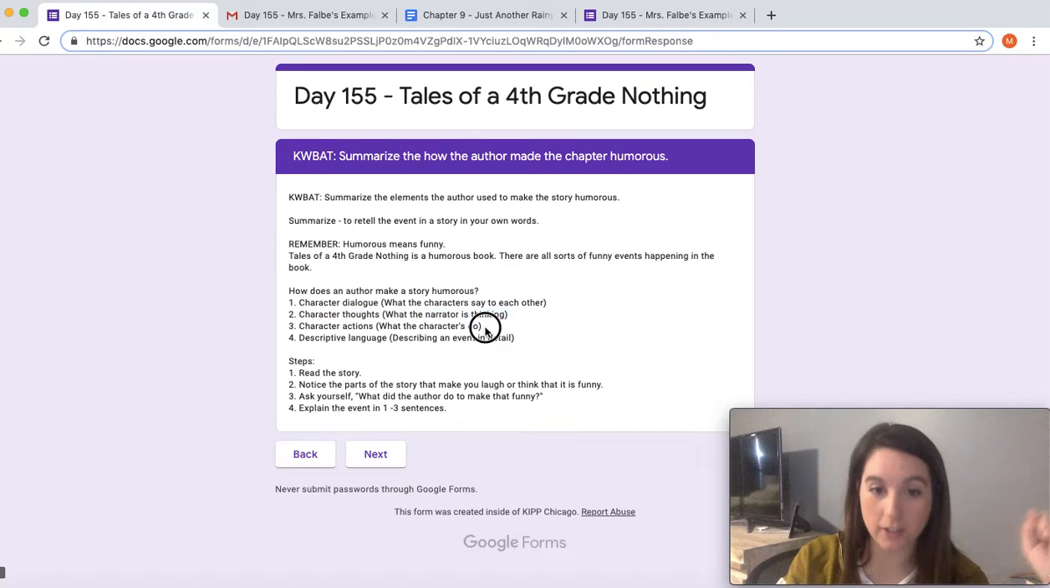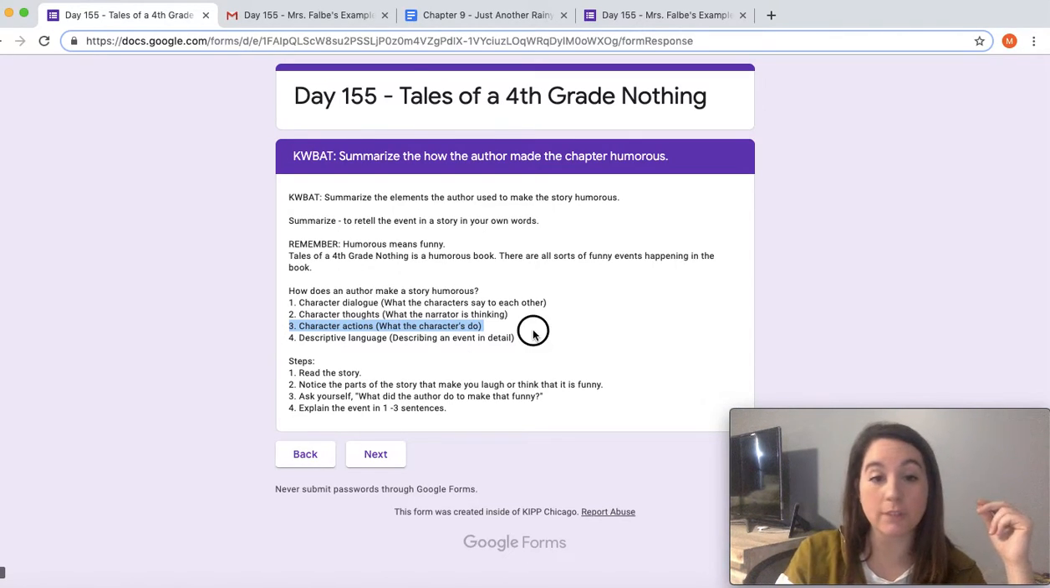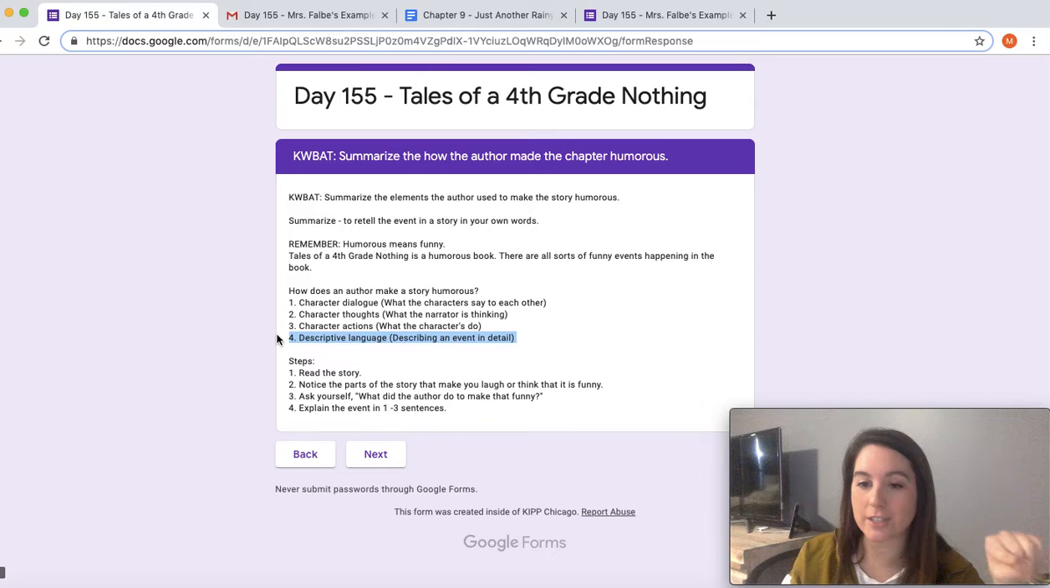Character actions, what the characters do. Fudge has a lot of character actions that make this story funny. He does a lot of funny things. And then finally, descriptive language, when the author tells part of the story with lots of detail. I'll give you an example of this today so you can see what I mean by this.